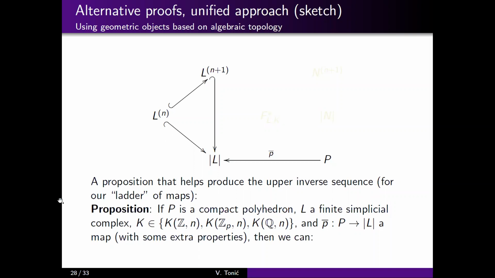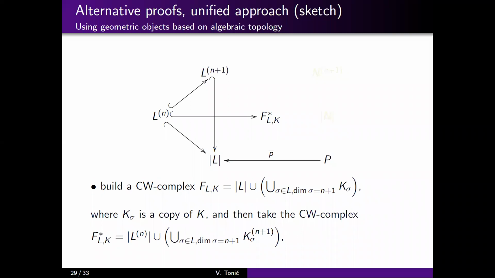So the proposition is saying this: if you have a map which is, say, nice enough, whatever that means, between two polyhedra, but the polyhedron in this picture on the left is already triangulated, and if you take K to be either KZN or KZ mod PN or KQN, then here's what you can do. The geometric object you build initially is called FLK, and this will consist of this L, which is a triangulation of this other polyhedron. And then you notice all n+1 dimensional simplices in it. And to each of those, you attach a copy of K.